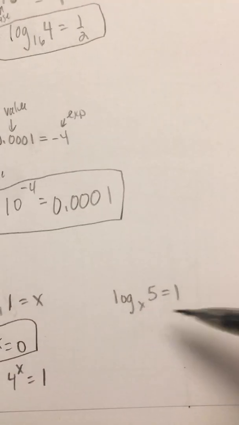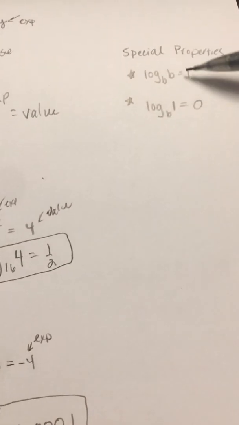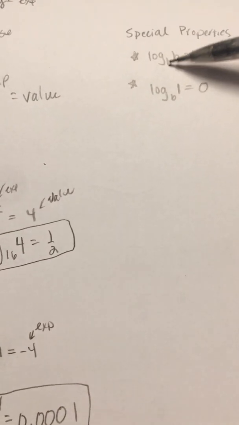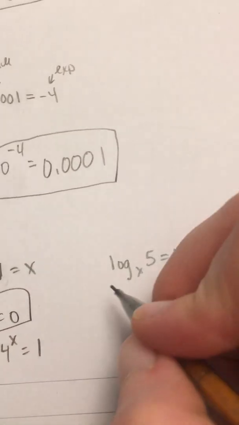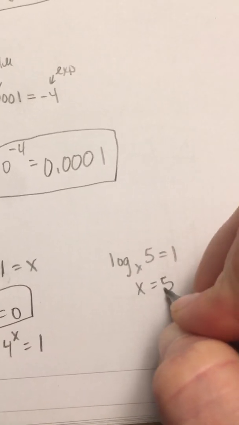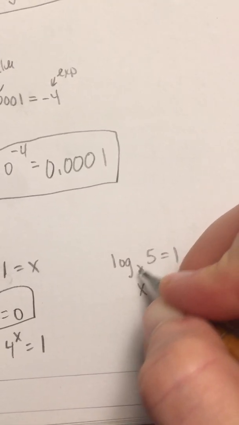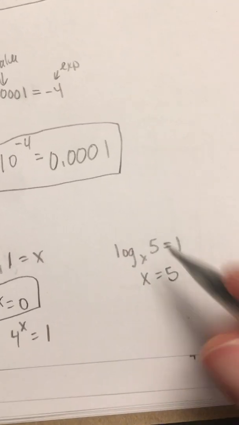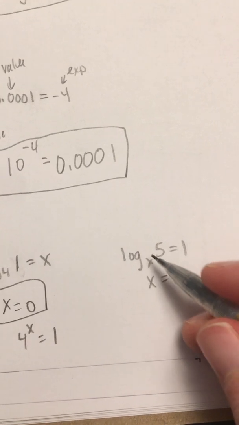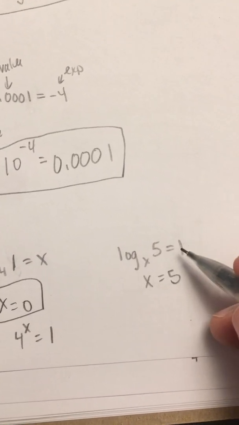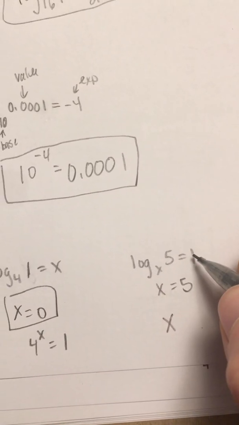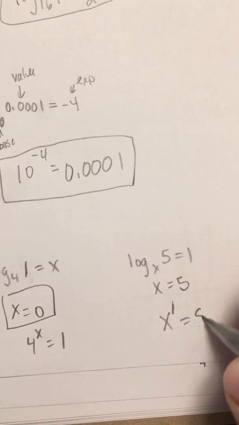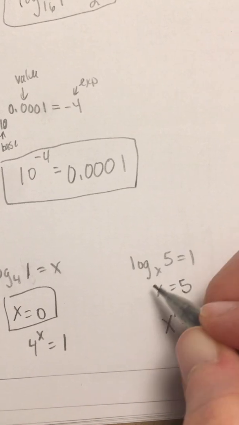And if I have a 1 here, the special property says if you have a 1 here, then the base and the value have to be the same. So I don't have to switch forms to see that x is going to equal 5, right? In order for us to have a 1 here, these would have to be the same. Could you switch forms and get to the same thing? Sure. This is the base, this is the exponent, this is the value. Base, exponent, value. X to the first equals 5. That means x equals 5.